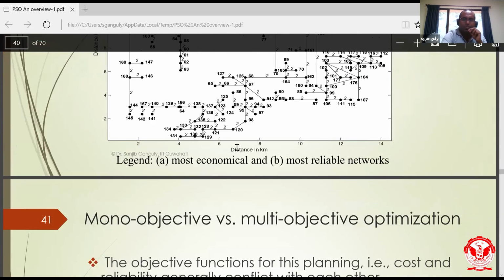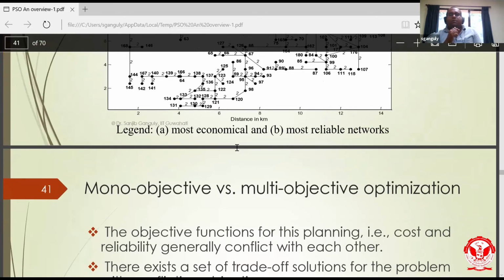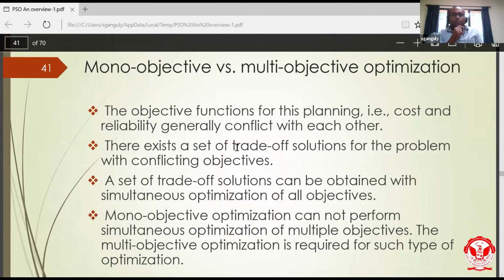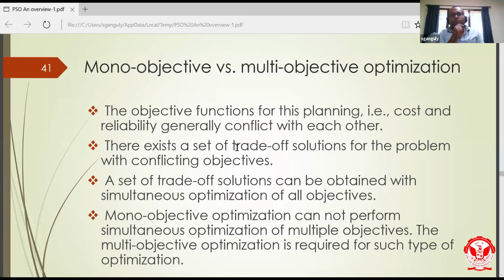Now, as I said, if we consider both cost and reliability together, they are conflicting objectives. To optimize reliability, you have to spend more money; only then is it possible that your system will be reliable. If you minimize cost, reliability will be poor. If you maximize reliability, cost will be higher. So in that sense, both conflict with each other.